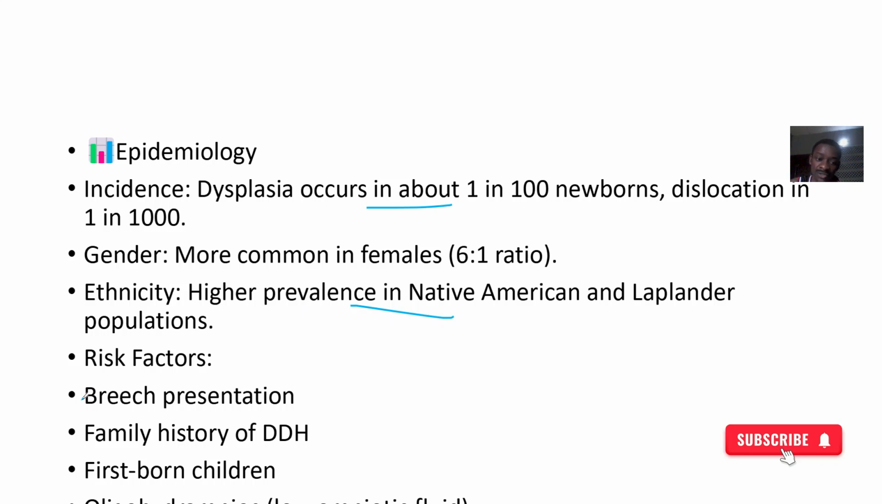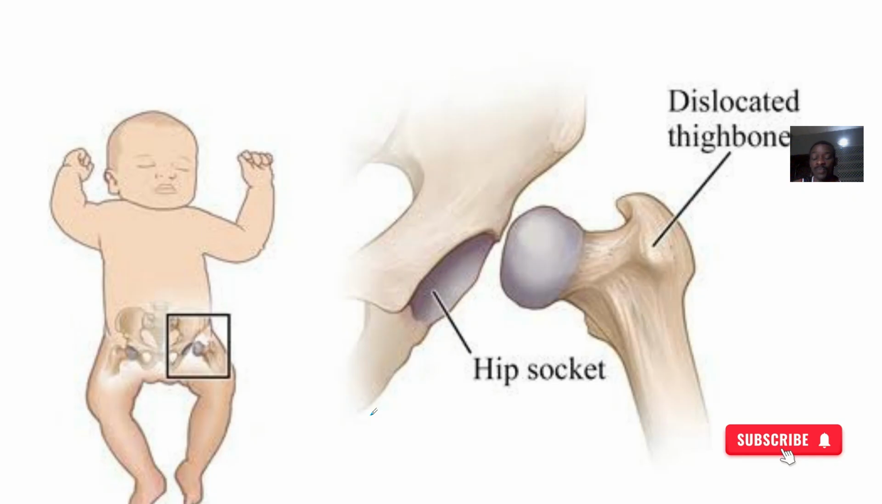So risk factors are all those: breech presentation, family history. So it could actually run in a family. Also firstborns, okay, because your mom's birth canal is still tight, so these issues could possibly come up.